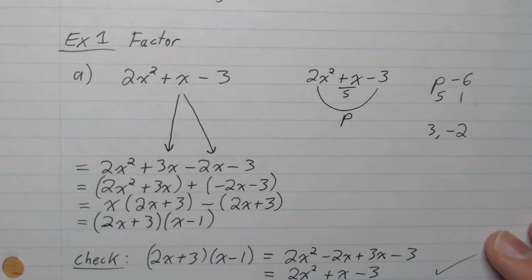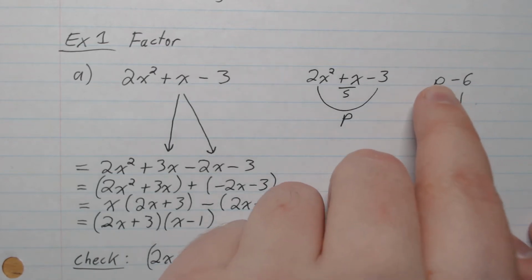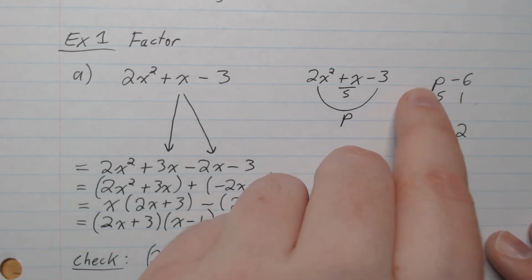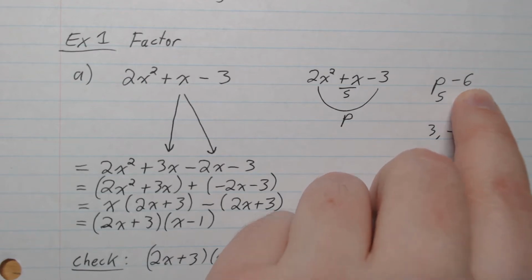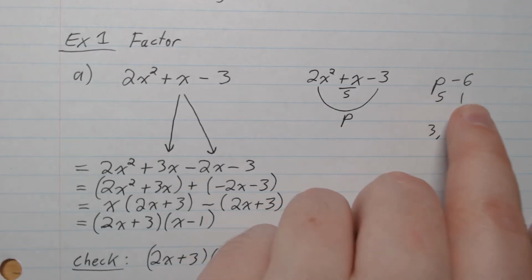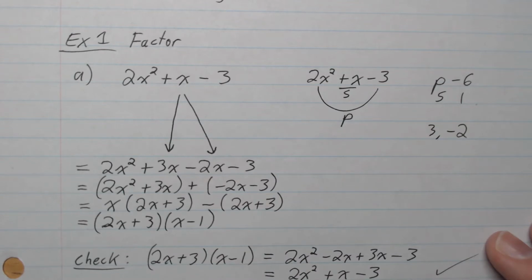So here's what we're going to do. We're going to look for two numbers that when you multiply together, you get negative 6, and when you add the two numbers, you get positive 1. And so here we have 3 and negative 2. You multiply that, you get negative 6. You add it up, you get 1. So these are the two numbers that we're going to take.